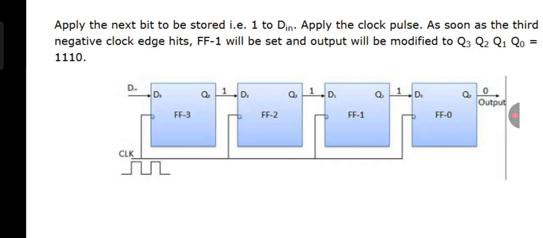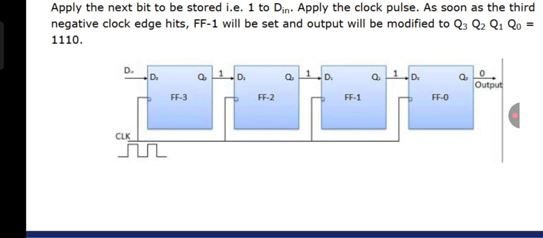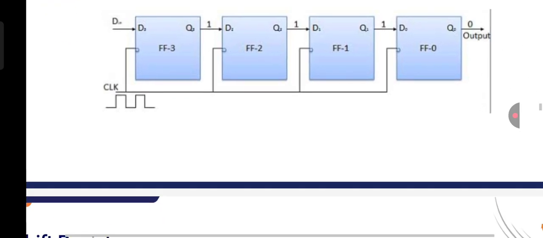Now, when we apply the clock pulse, the Q3 output is shifted to the F of 2. The output of the F of 2 is shifted to the F of 1. The output of the F of 1 is shifted to the F of 0. So, finally the flip flop output is 1, 1, 1, 0. The serial output is 0.